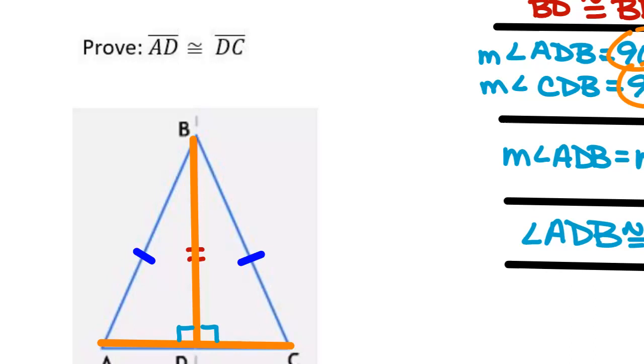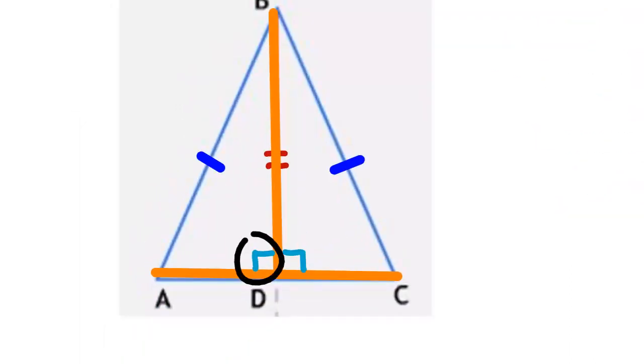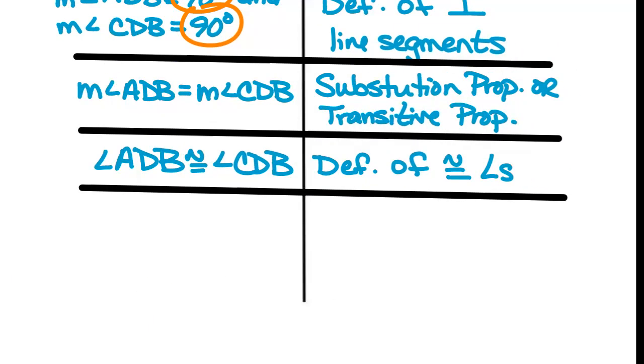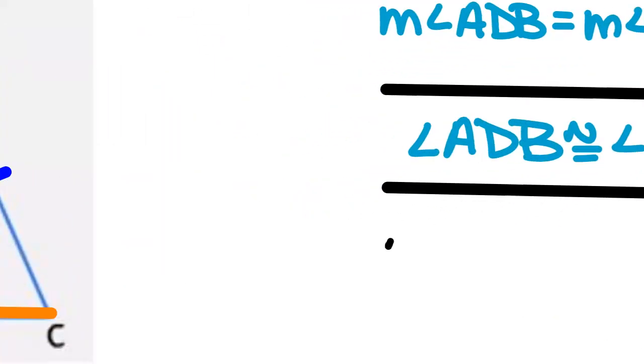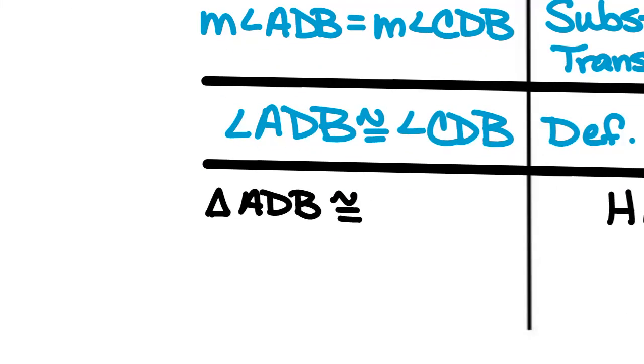We can use hypotenuse leg here. We have right triangles right here. This side over here is the hypotenuse. So we can use hypotenuse leg to say that triangle, I'm going to name the first triangle ADB. What would the name of the second triangle have to be if I call the first one ADB? CDB.